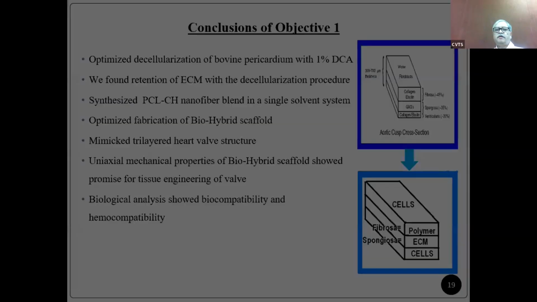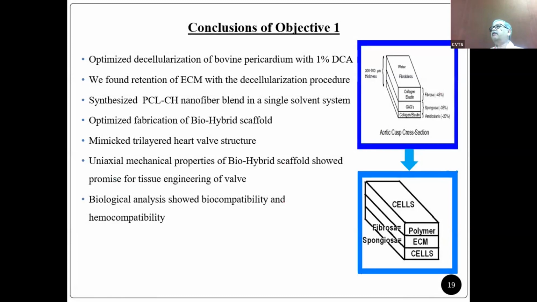So the conclusion of objective one was that we optimized decellularized bovine pericardium with 1% DCA. We found the architecture of the extracellular matrix is retained after decellularization. We synthesized nanofibers, which are impregnated into the top of the pericardium, with an optimized solvent system. The optimized fabrication mimicked the tri-layered heart wall structure.